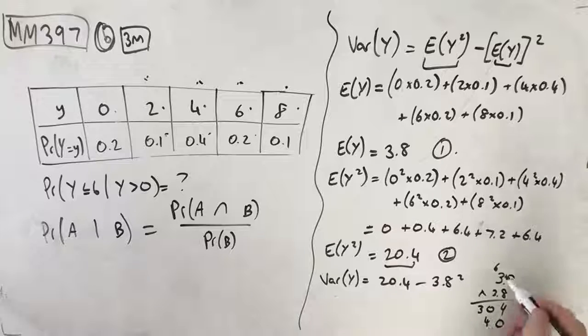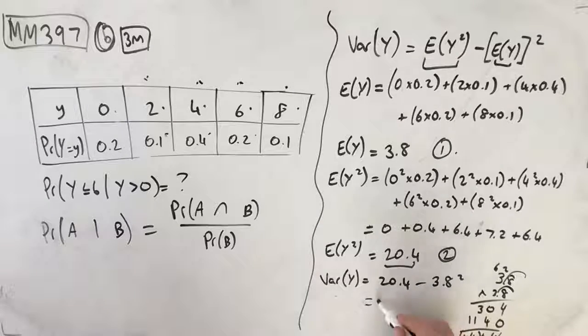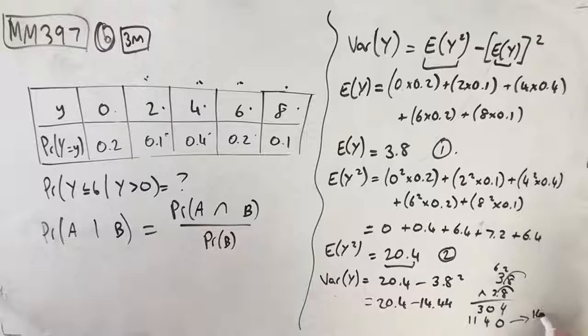3 times 8 is 24. 3 times 3 is 9 plus 2 is 11. And then you add these together, 4, 4, 4, 1. We've got 2 decimal places, so it's 14.44. So we get 20.4 minus 14.44. Oops, sorry, you can't see that. So that's 14.44. And then the final answer is 5.96. That's our third mark.